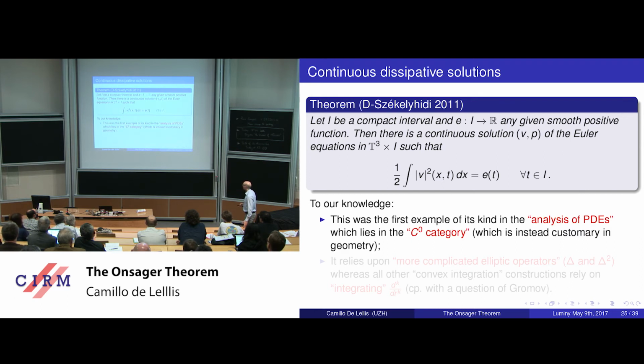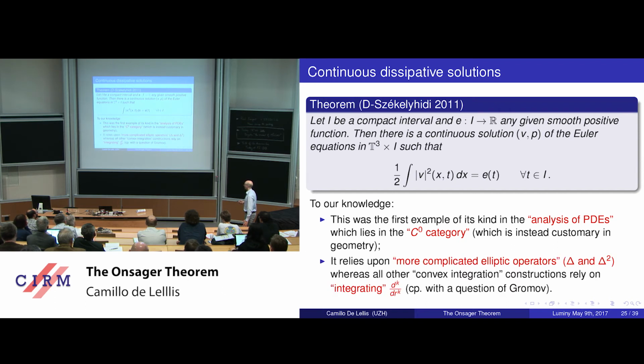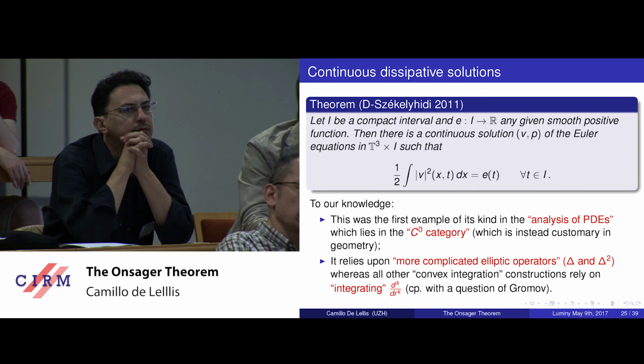This is actually the first time that in the analysis of PDEs you use this type of argument in the C0 category, which is instead customary in differential geometry. It also answers the question of Gromov because it is a convex integration construction in which we invert or integrate more complicated elliptic operators, rather than the usual constructions which integrate easy one-dimensional operators.